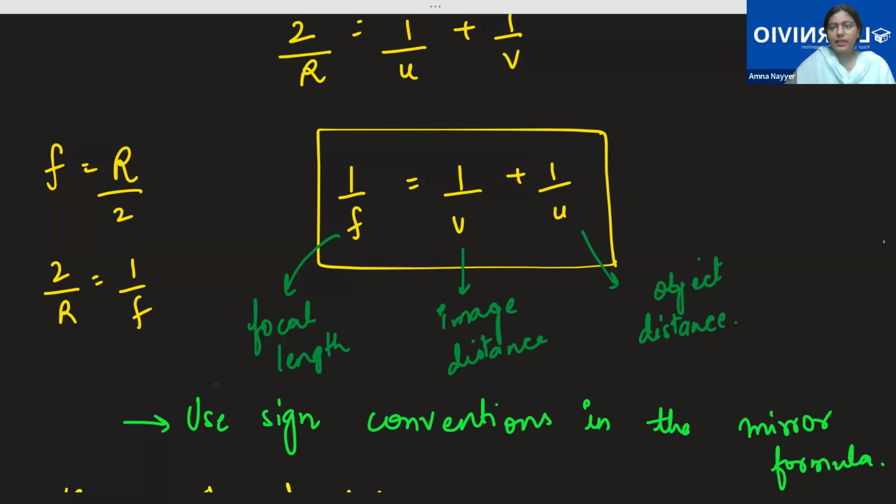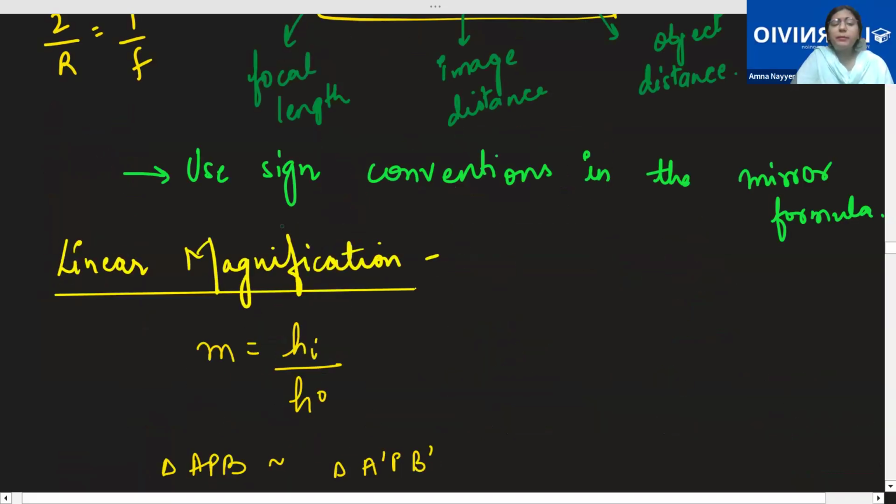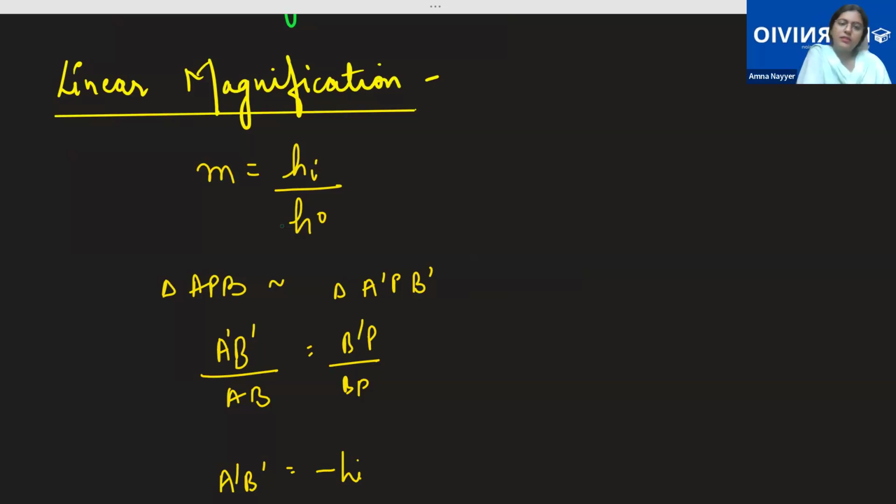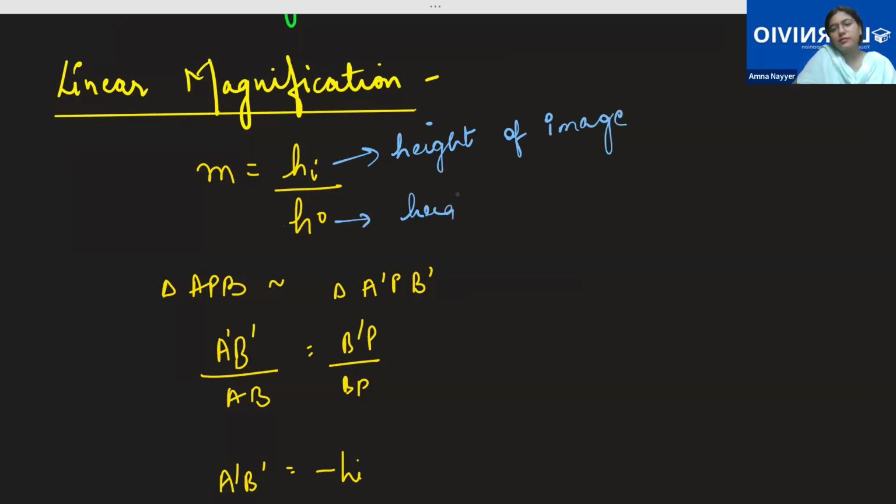Okay, let's complete this. Coming to linear magnification, see what is linear magnification? It's basically the ratio of the height of the image to the height of the object. I'll write this also. Ratio of height of the image to the height of the object.